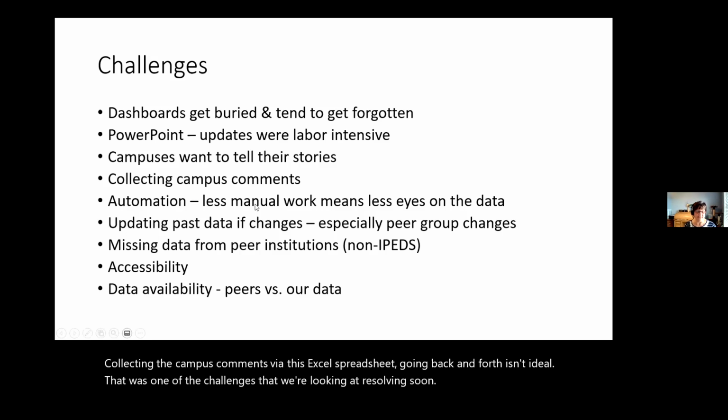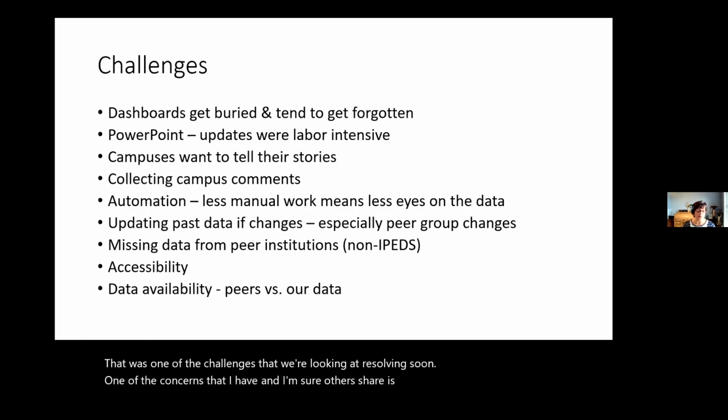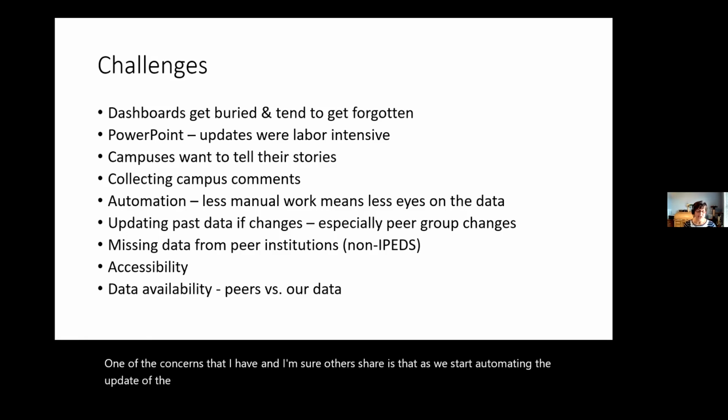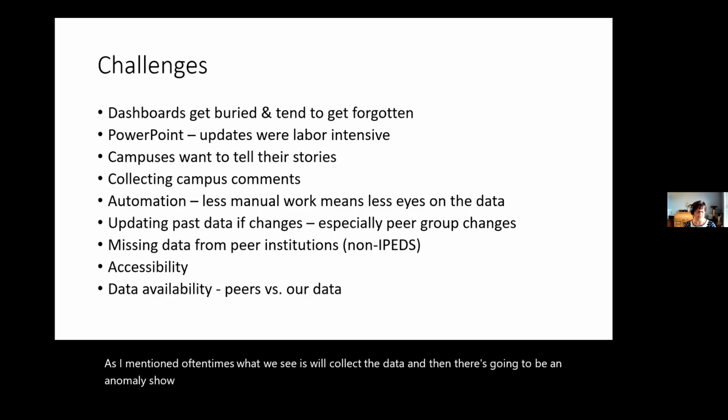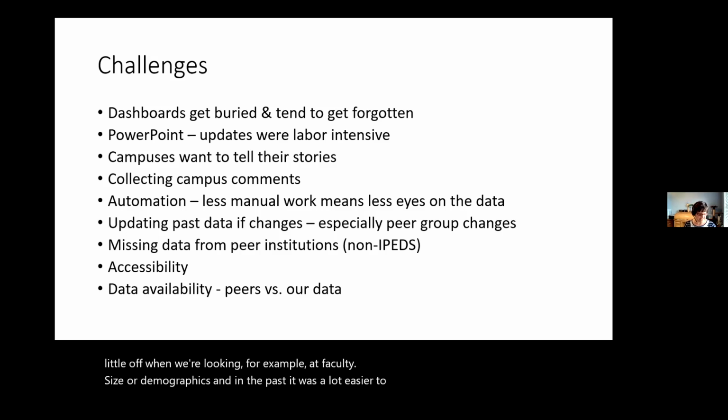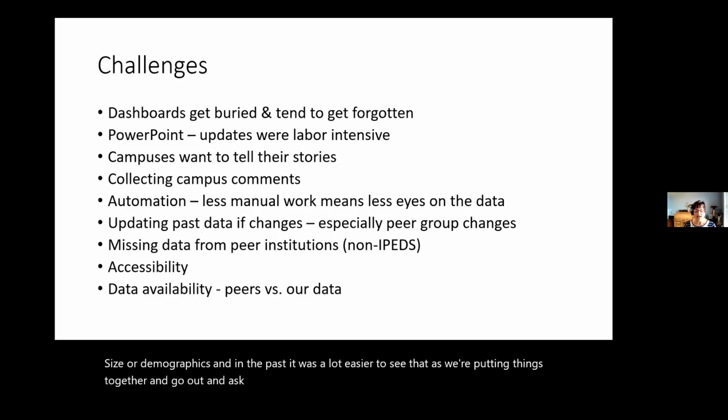One of the concerns that I have, and I'm sure others share, is that as we start automating the update of the data coming in, you're just not looking at the information as closely. There's less eyes on the data. And so, as I mentioned, oftentimes we'll collect the data and then anomalies show up. We may see 1 or 2 of our peers with information that just looks a little off when we're looking, for example, at faculty size or demographics. And in the past, it was a lot easier to see that as we were putting things together and go out and ask them or double check on that. So we want to make sure we don't miss out on those things.